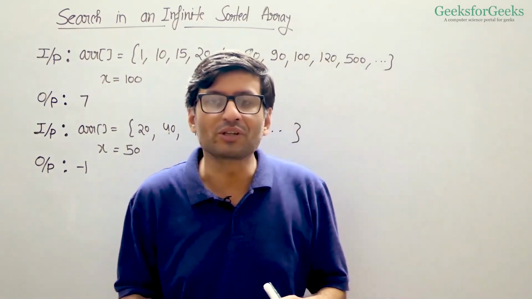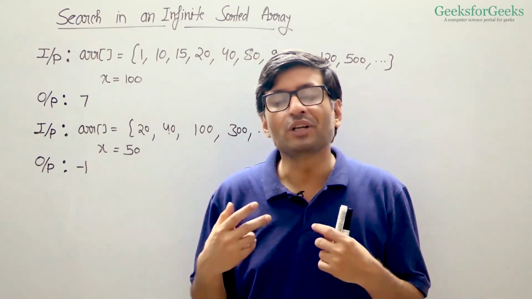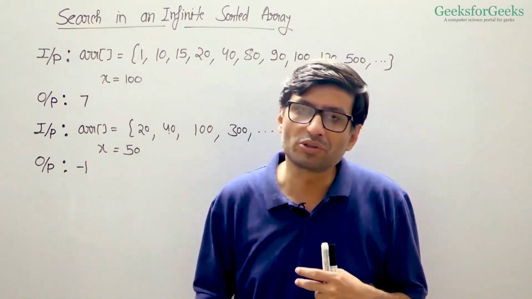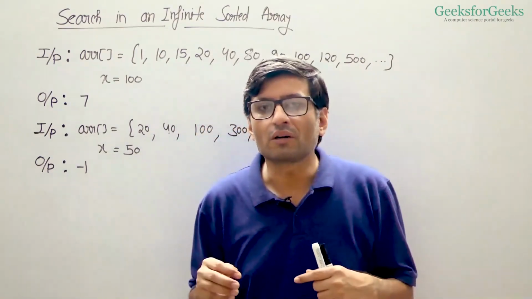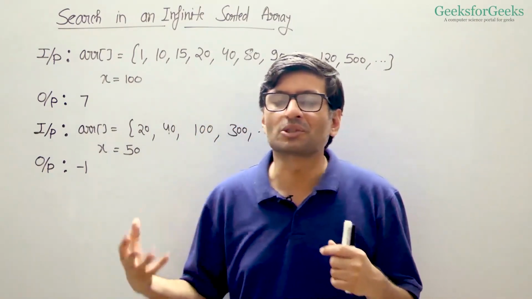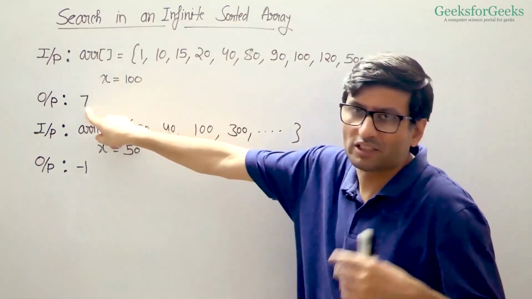Now please pause this video and try to think of a solution to solve the problem. We are going to talk about two solutions to solve the problem. One is naive solution, which is big O of position. Position is the position where element is present. In this example, position is 8, 7 plus 1.